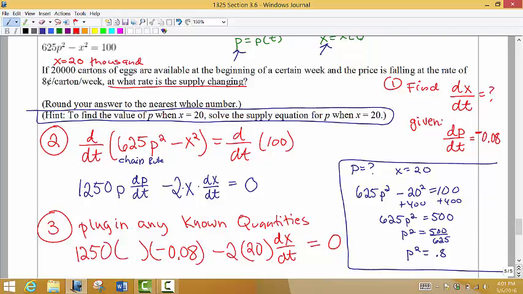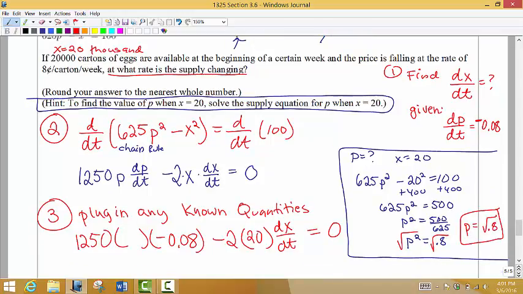And then we're going to take the square root of both sides because we want to solve just for P. Okay, we're talking about a price here. So we're not going to put plus or minus, we're going to keep it positive. And we're going to write this as P is equal to the square root of 0.8. Now we want to substitute that quantity right back into our equation in place of P.